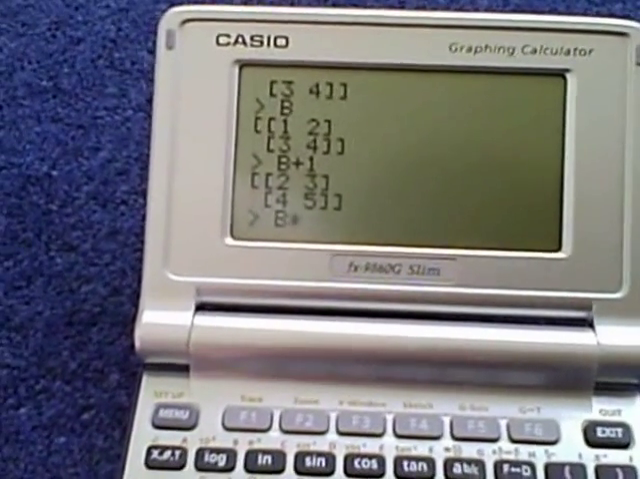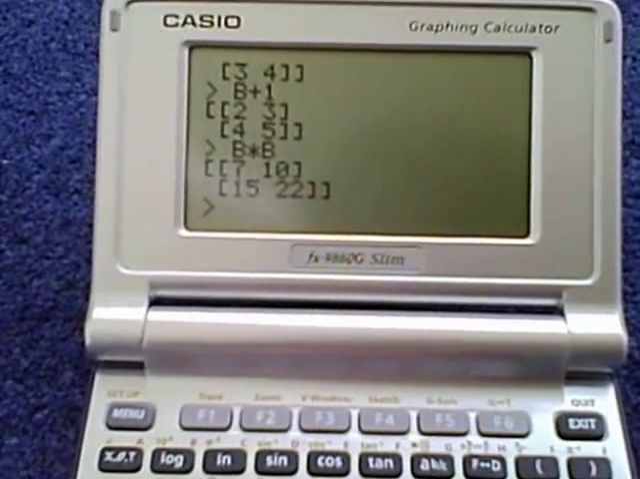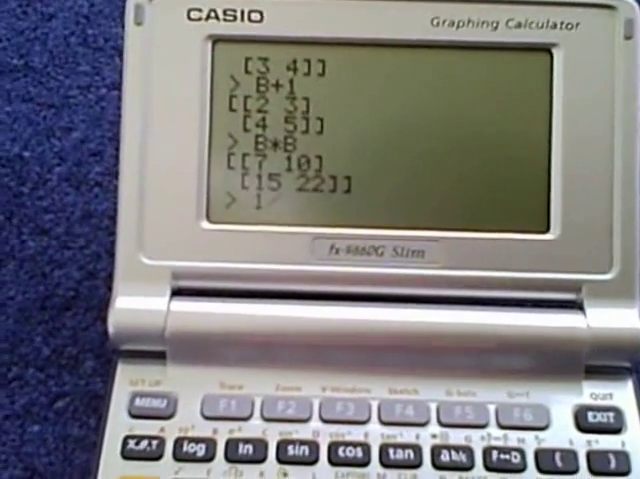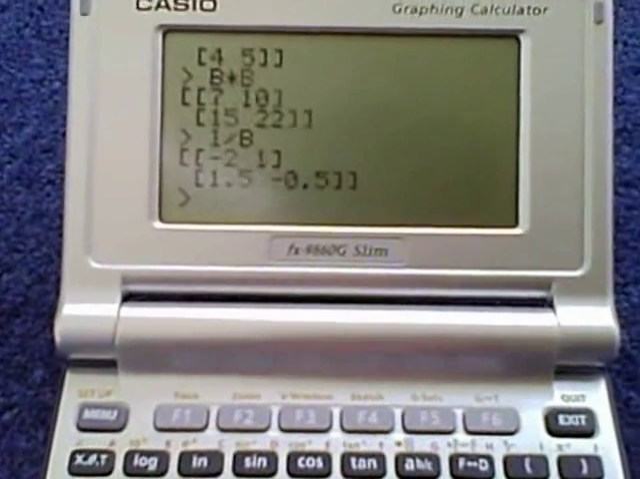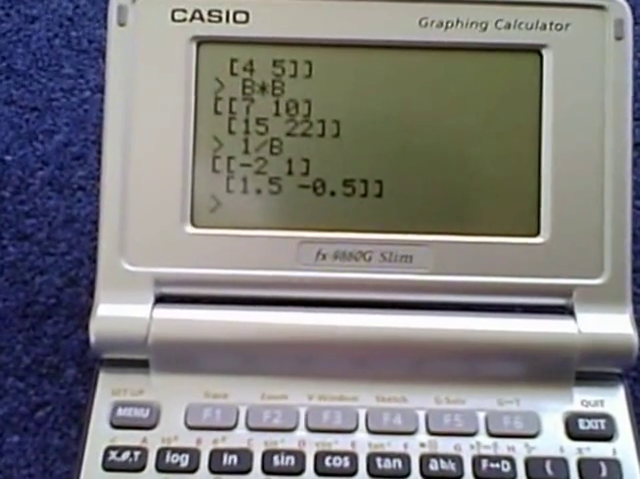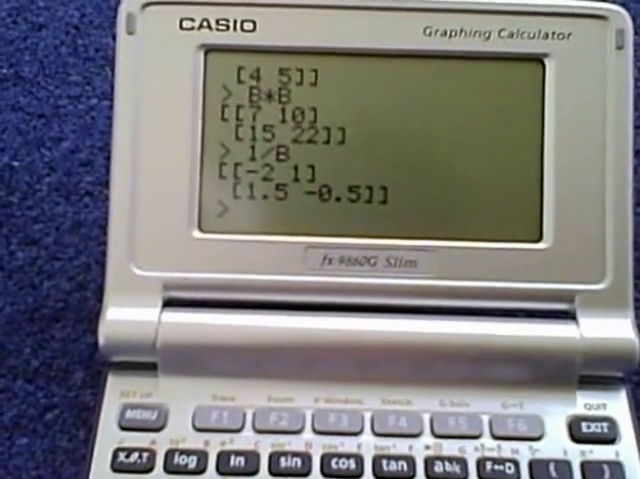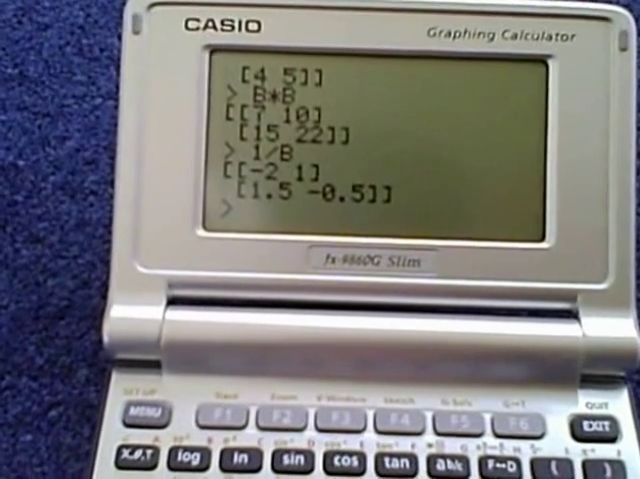B times B will perform a matrix multiplication. 1 divided by B will invert our matrix. And of course we could add and subtract with matrices as well. Naturally the rows and columns must agree with the usual rules of matrix arithmetic.